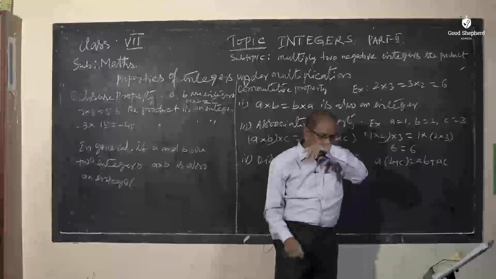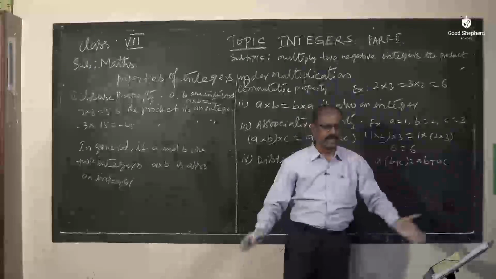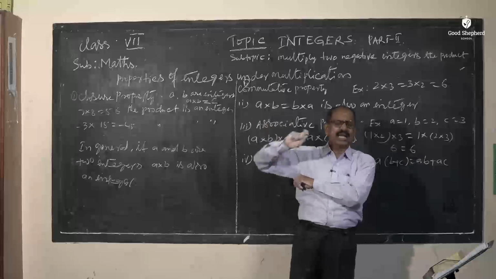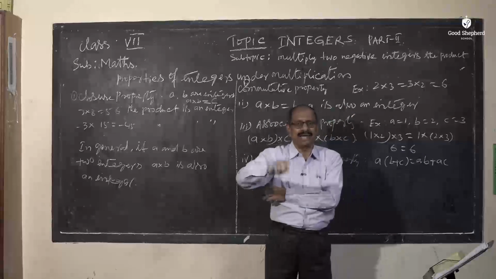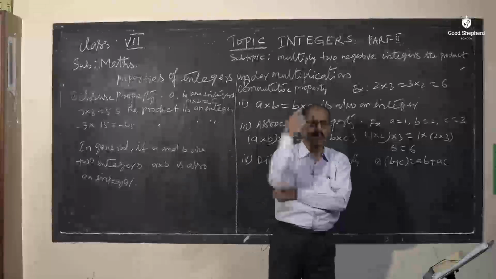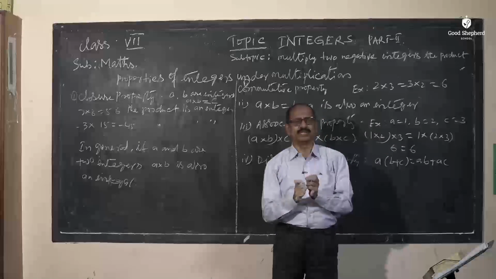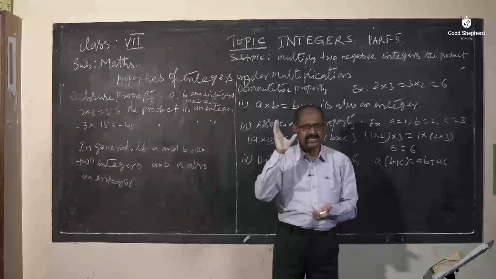The next is the multiplication by 0. You know very well that any number, any integer, any whole number, multiplied by 0, the result is always 0.